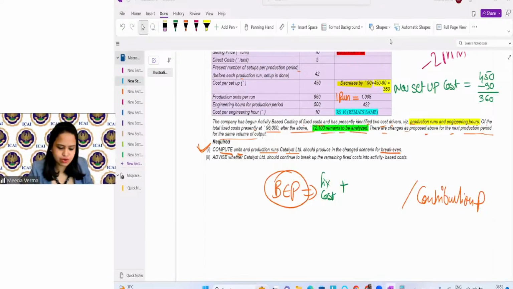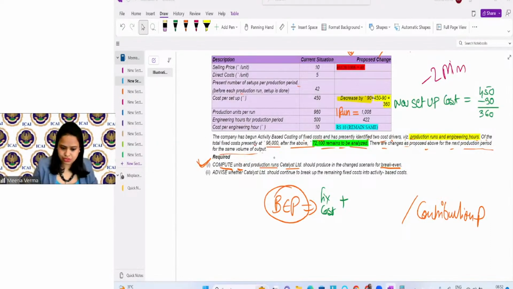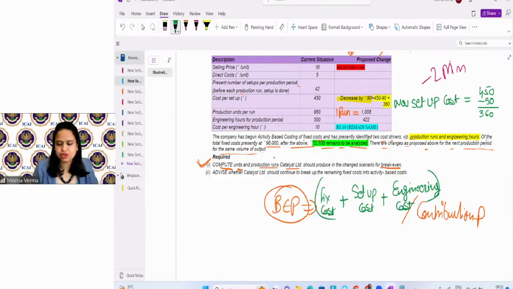You can see engineering cost is given in the question. And yes, we need setup cost also here. So that will all be the part of fixed cost. We need fixed cost, setup cost, and engineering cost. These are all fixed costs that we will consider here, divided by contribution per unit.